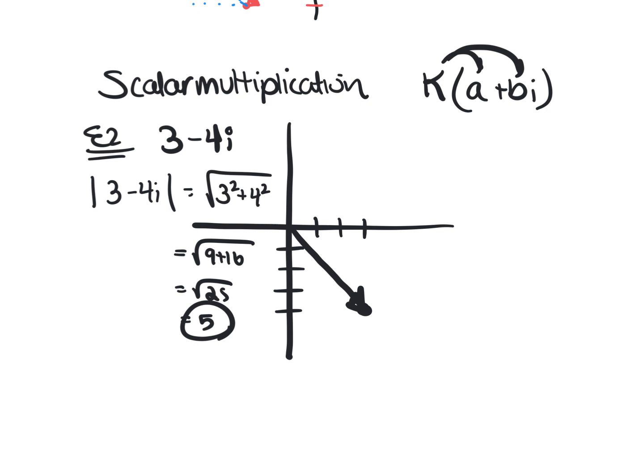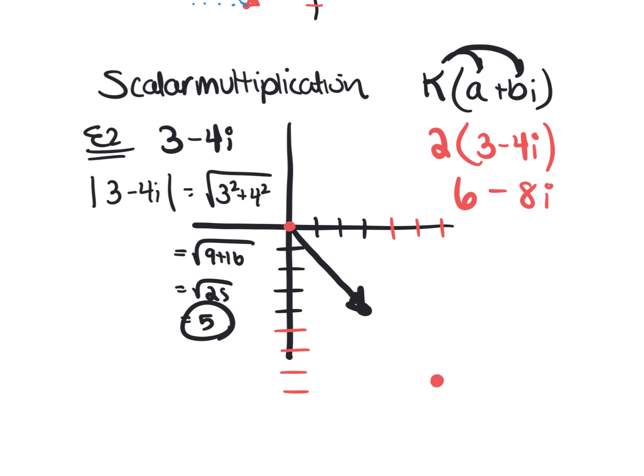Now, if we put a scalar in front, let's say the number 2, think about how you think that's going to affect the number 3 minus 4i? Well, what happens when we distribute it? 2 times 3 minus 2 times 4. Notice each term doubled. So now we're going 6 to the right and down 8. So we're right about here. And if you go back here and extend it, notice that it's in the exact same direction, right? It's just an extension of the original one. Now think about, if you had to guess, what would the modulus of that be?